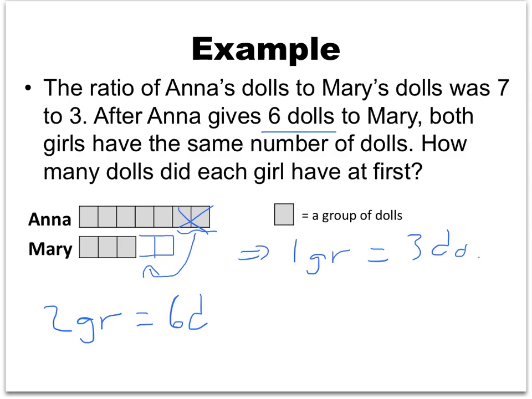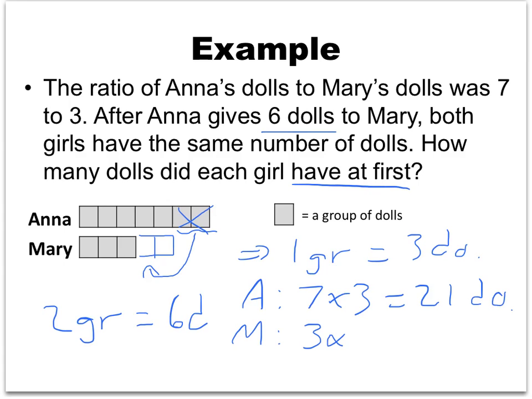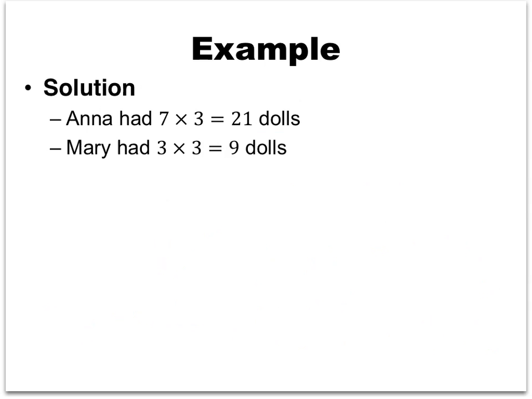And so now we know how many dolls are in each one of those boxes or in each one of those groups. And so now how many dolls did each girl have at first? Well, at first Anna had 7 groups. So Anna has 7 groups of 3. So 7 times 3 is going to be 21. That's her total number of dolls. And then Mary, well, she had 3 groups of 3, and that's going to be a total of 9 dolls. And so there's our problem. Anna had 21 dolls and Mary had 9 dolls.